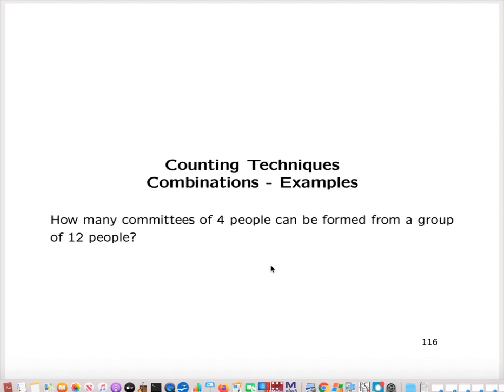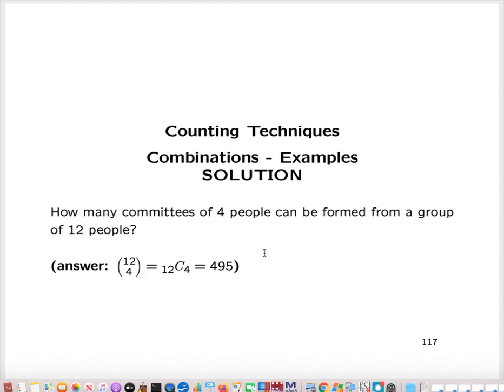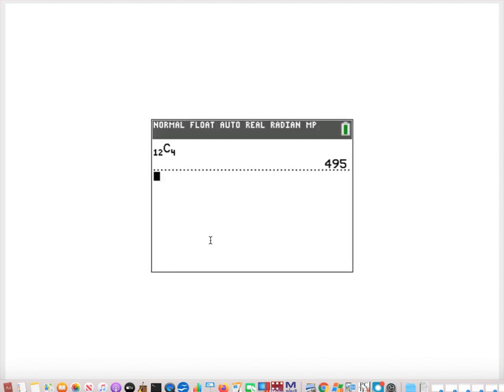And so what we're going to count here is the number of combinations, right? And so the number of committees of 4 people that can be formed from a group of 12 people is 12 choose 4. And it turns out that that's equal to 495. All right, and if we use the TI-84 calculator to calculate that, we get that same value.